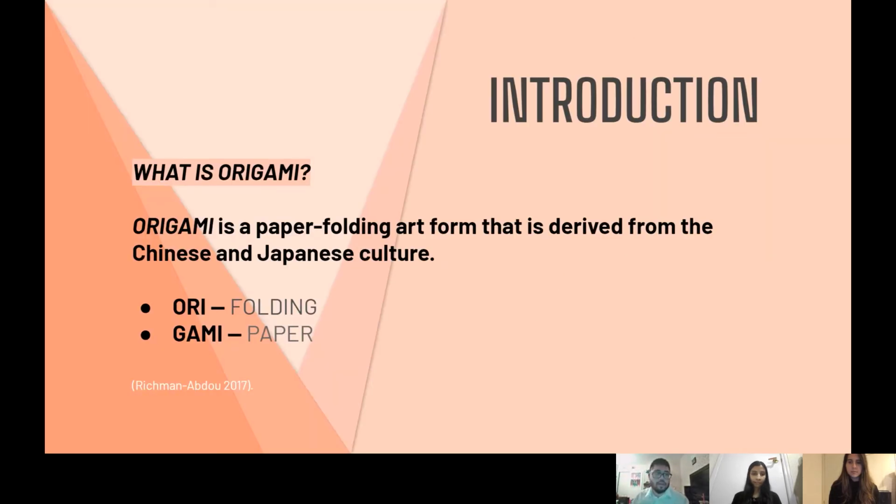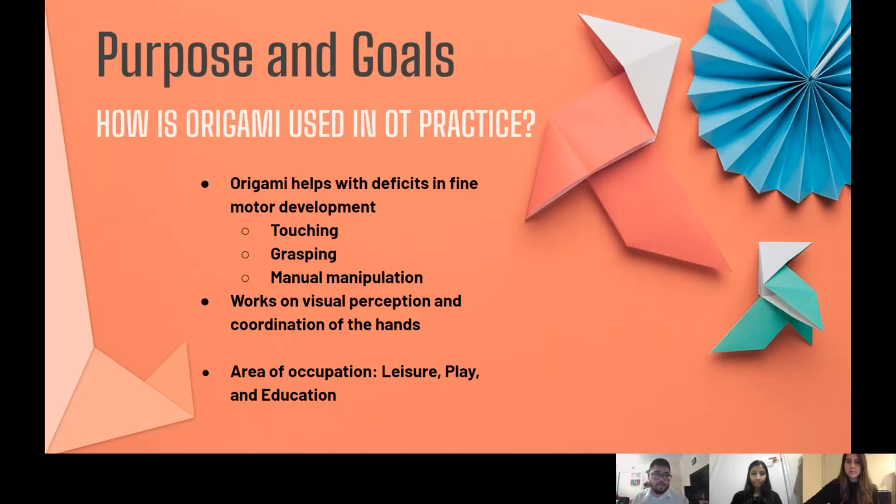Okay, so what is origami? Origami is a paper folding art form that is derived from the Chinese and Japanese culture. Ori means folding and gami means paper in Japanese. So the purpose and goal for our activity in the box: origami helps with deficits in fine motor development in children, especially in touching, grasping, and manual manipulation. Also works on the visual perception and the coordination of the hands. The area of occupation for our activity is leisure, play, and education.